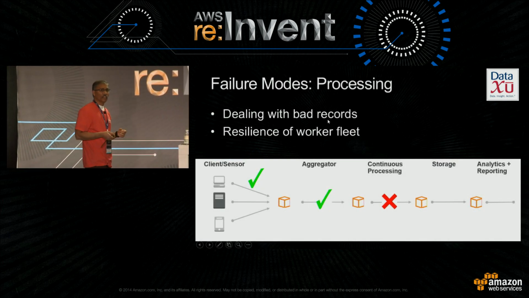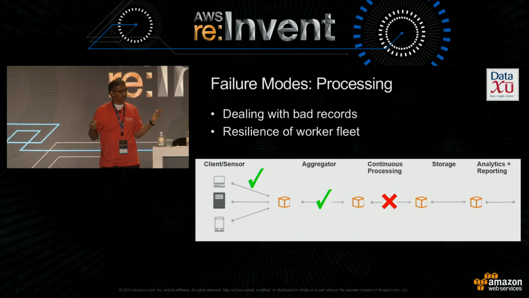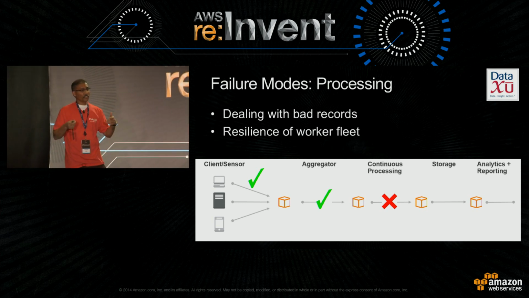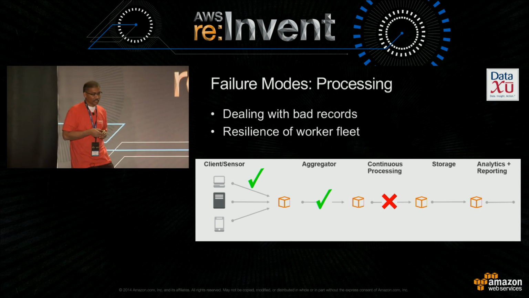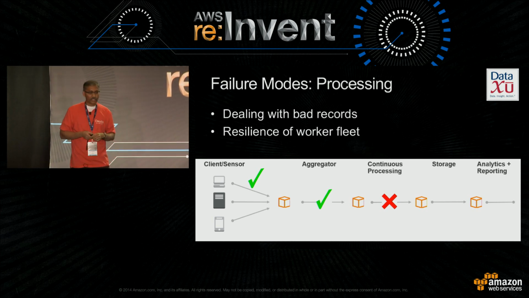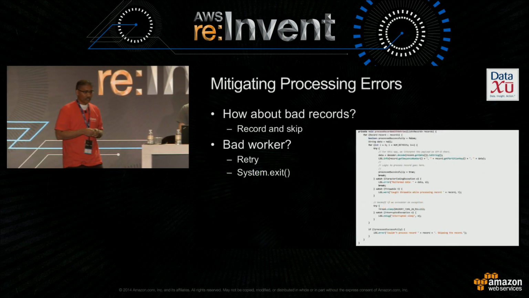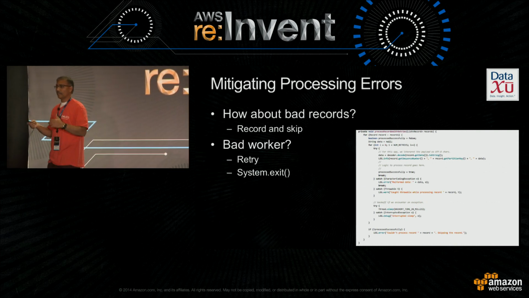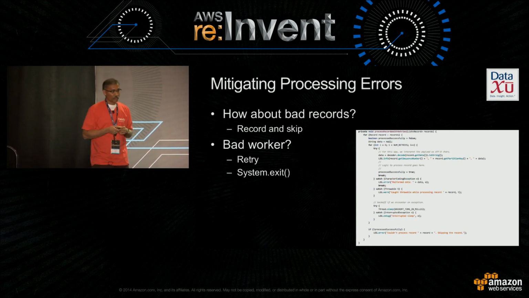So let's look at the failure modes on the processing side. Dealing with bad records, there are two classes of errors when you're processing. Processing is just as important as the client and the aggregator and everything else. Two major classes of problems: bad records, or a problem with the availability of the processing nodes. Let's look at them. So, bad records, dirty data. For people who work with ETL, databases, and data warehouses, this is nothing new. This is their life day in and day out.